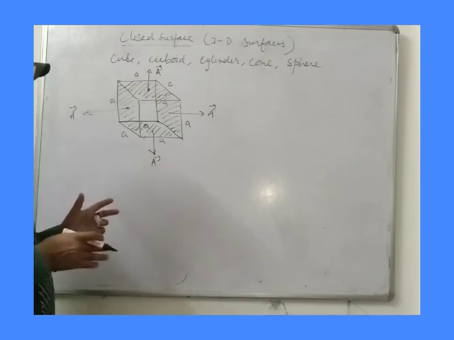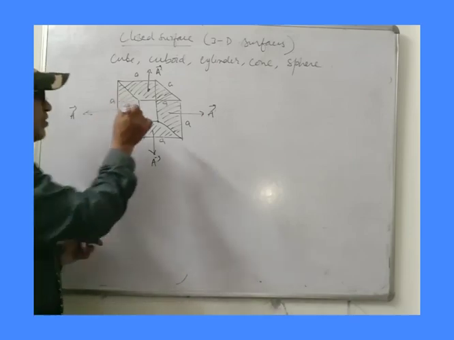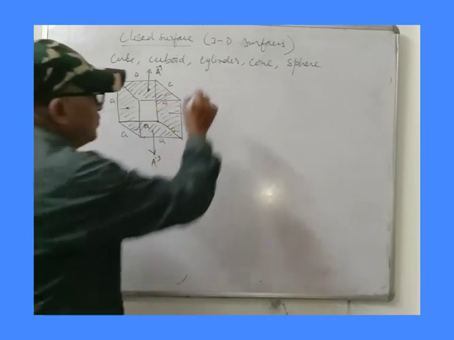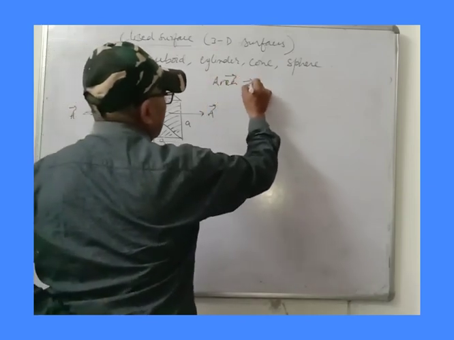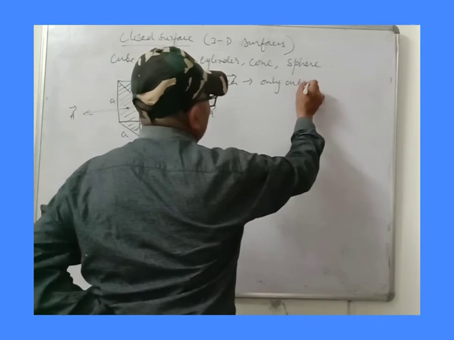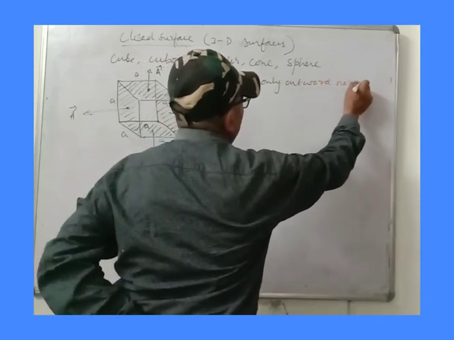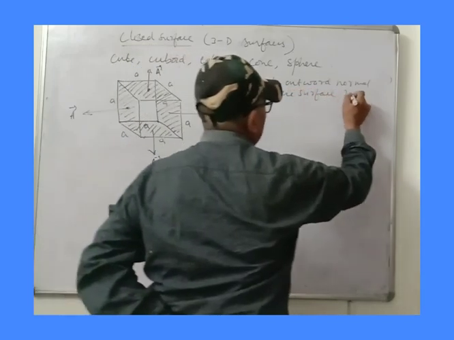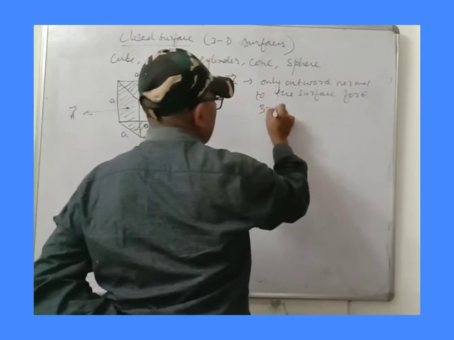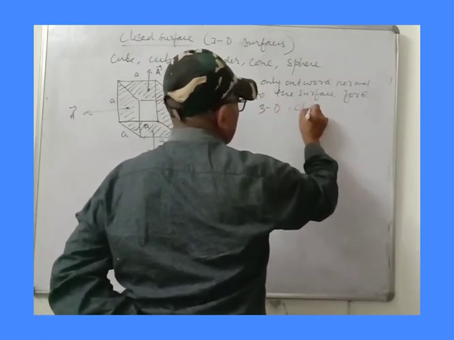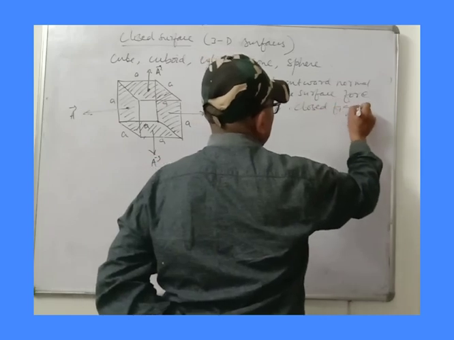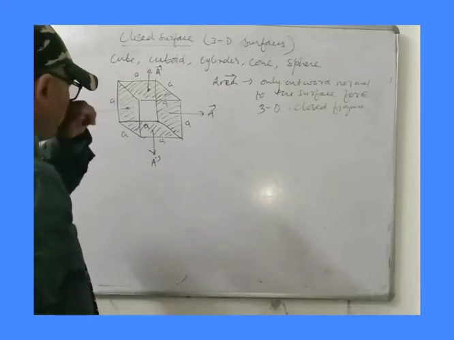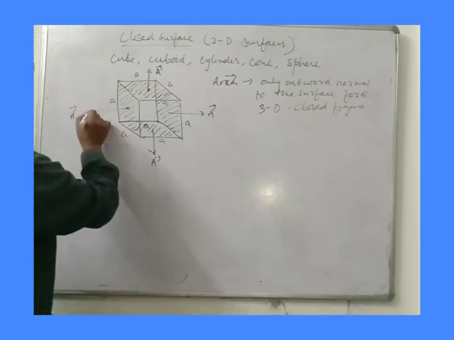Most of the time we make the mistake and take the area vector inward also for a closed surface. That is wrong. We have to take the area vector only outward, normal to the surface, for a 3D closed figure, or you can say a closed solid.